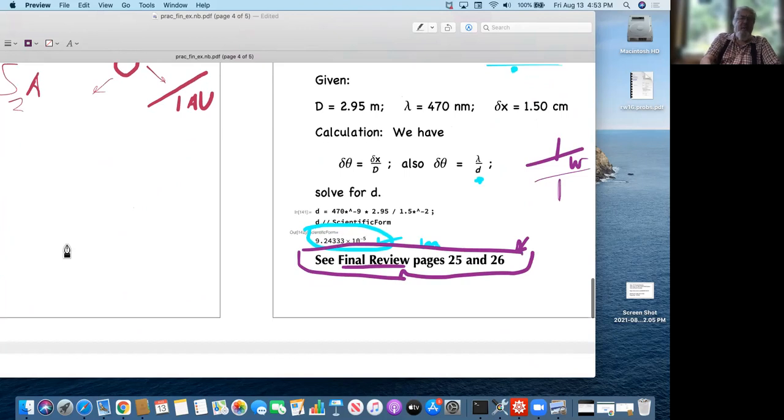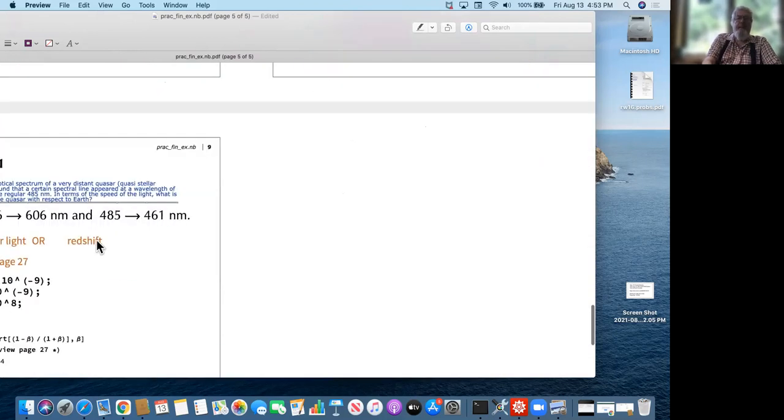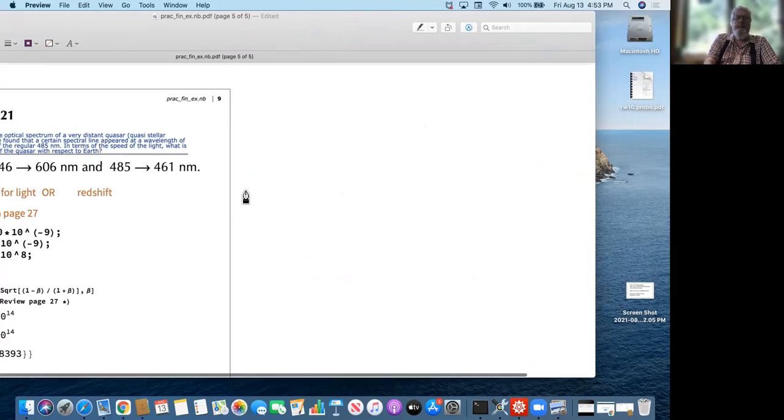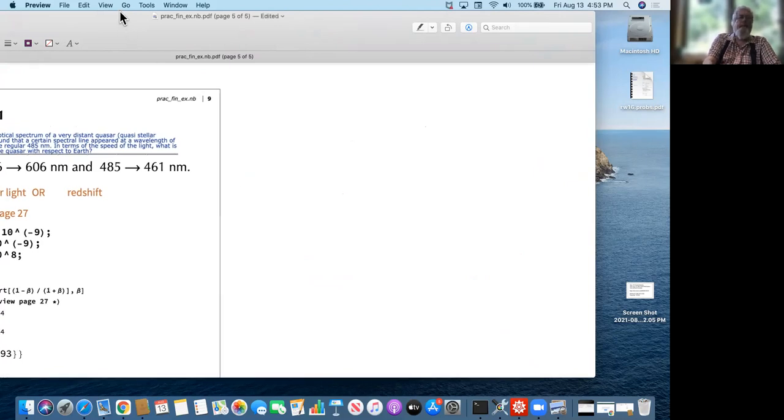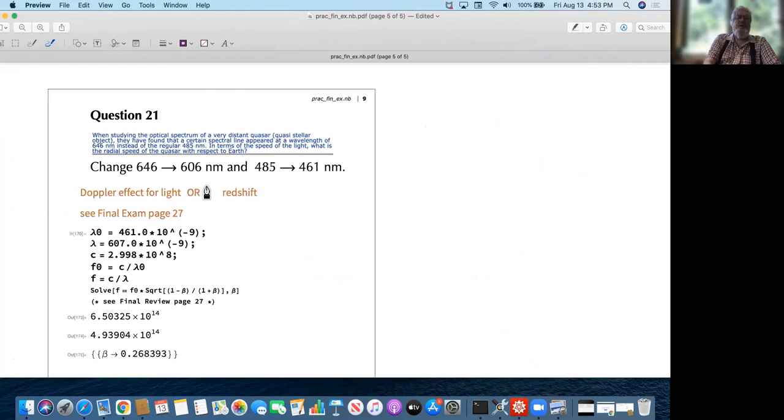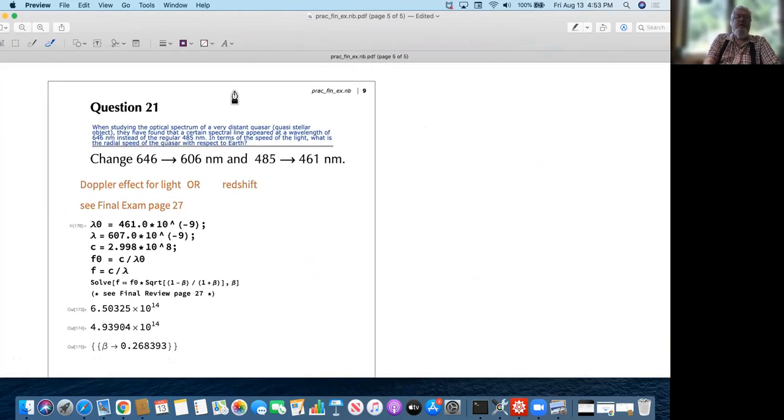Okay, so I've got one more problem here. Question number 21, I think it is. Now this is one of the problems on relativity. There are several problems at the very end on relativity. This is the last week of the course. This one is a little tricky.